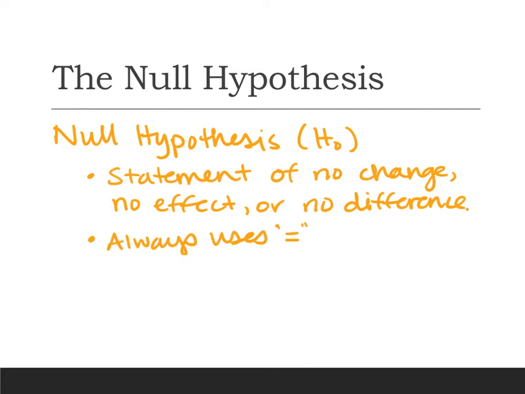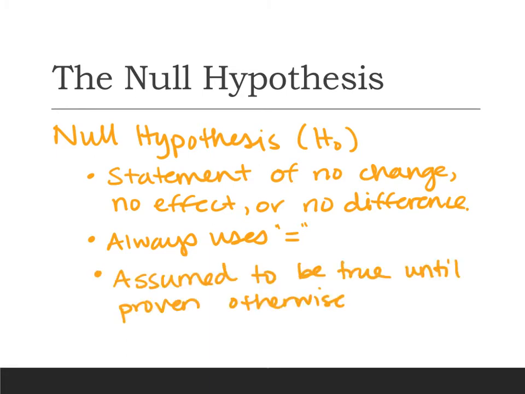What we need to know about the null hypothesis is that it always uses the equal sign. Always, always, always. I'll write some examples in just a moment. Our null hypothesis is also assumed to be true until we have proof that it's not. It's kind of like innocent until proven guilty. We assume the null hypothesis is true, but once we have evidence, we can say that we no longer believe it.